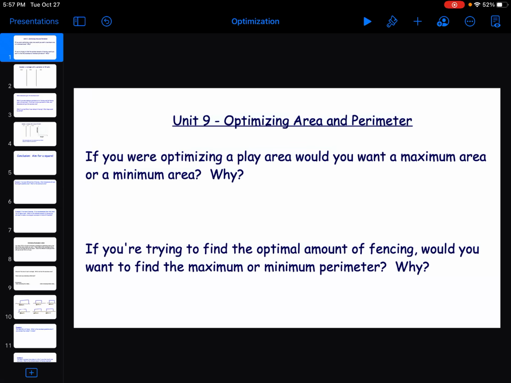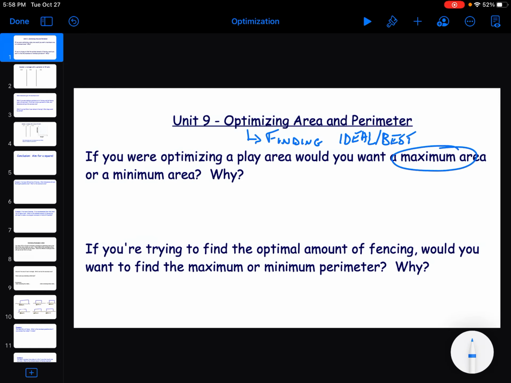Okay, so what we're going to look at today is optimizing area and perimeter. Now, what optimizing means is we're finding the best, the ideal, or best area and perimeter. If you were optimizing a play area, you want the maximum or minimum play area? Well, we'd want the maximum play area because we want to have the most room to play.